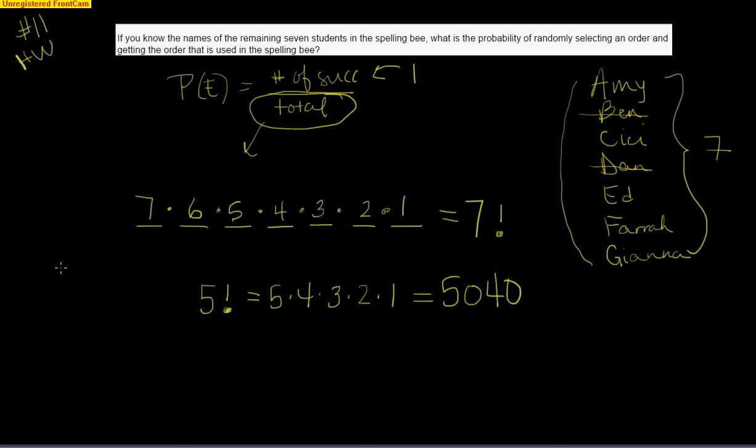And therefore, the probability of guessing correctly, the correct order, is going to be the one correct way out of the 5,040 possible different ways you can put these 7 people in an order. So not a very likely chance that you will do that.